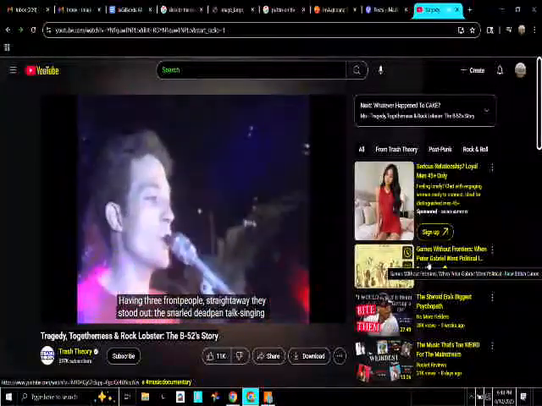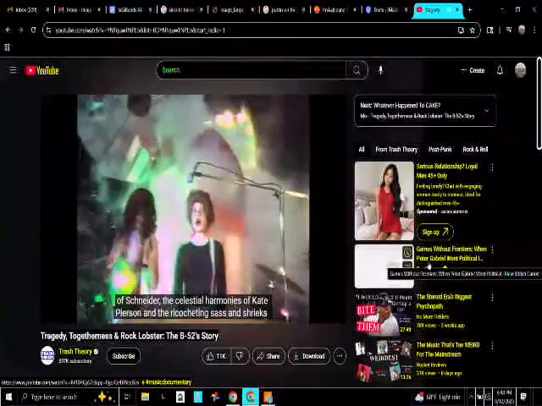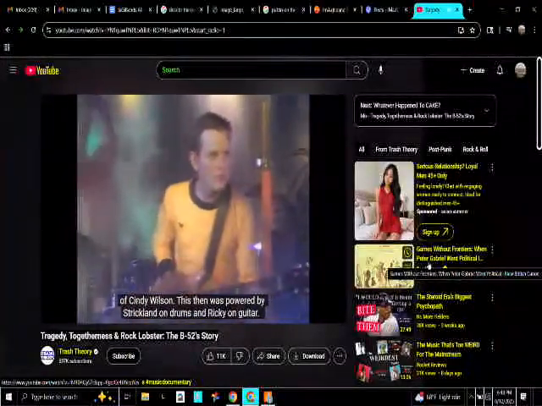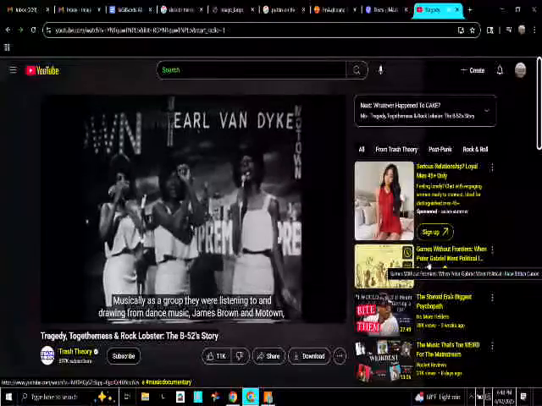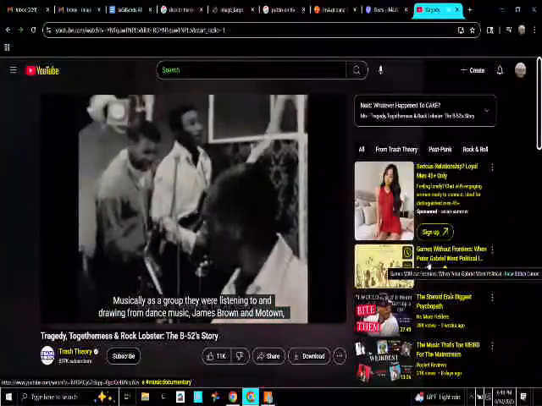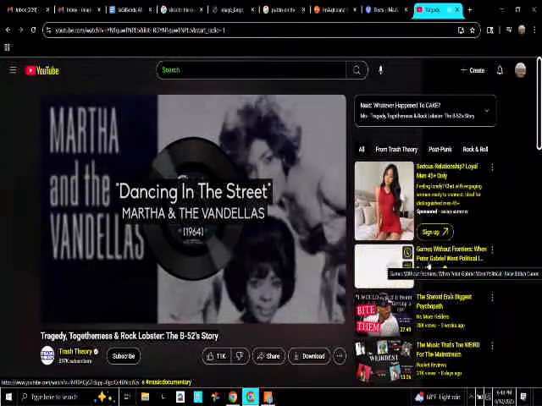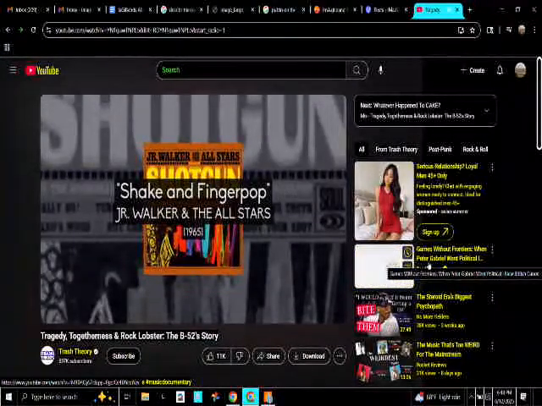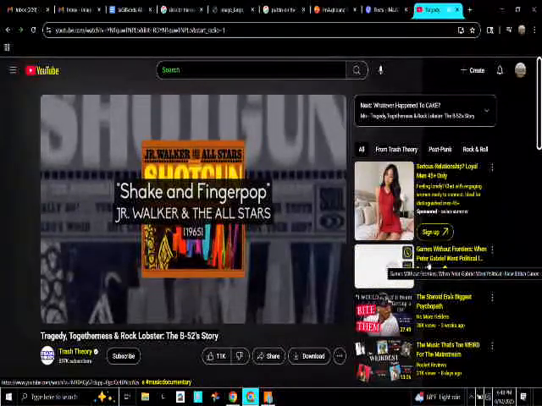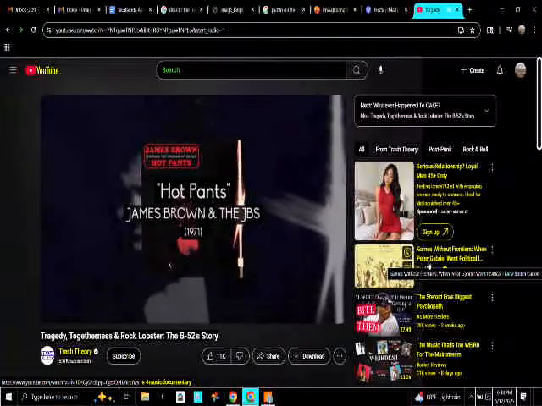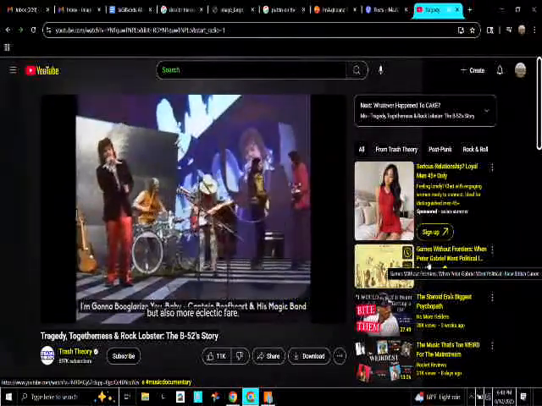Having three front people, straight away they stood out. The snarled, deadpan talk singing of Snyder, the celestial harmonies of Kate Pearson, and the ricocheting sass and shrieks of Cindy Wilson. This then was powered by Strickland on drums and Ricky on guitar. Musically, as a group, they were listening to and drawing from dance music, James Brown, and Motown. Won't make you dance. But also more eclectic fare.